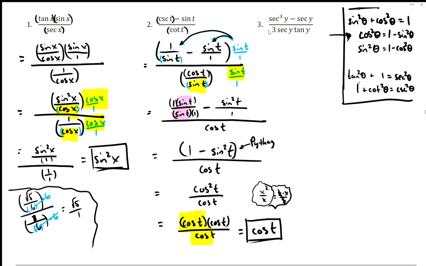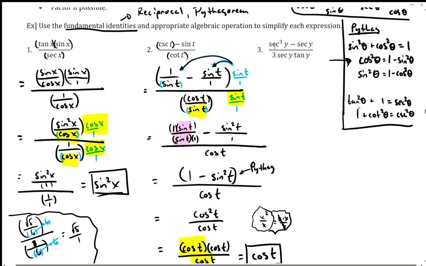Let's try number 3 here. Last one. Number 3, we've got secant cubed y minus secant of y over 3 secant of y tangent of y. Still, I'm going to rewrite all of these in terms of sines and cosines. The box is in the way a little bit, but I think we can fit it. Secant cubed of y would be 1 over cosine cubed y. The power stays with it. So we just rewrote that one.